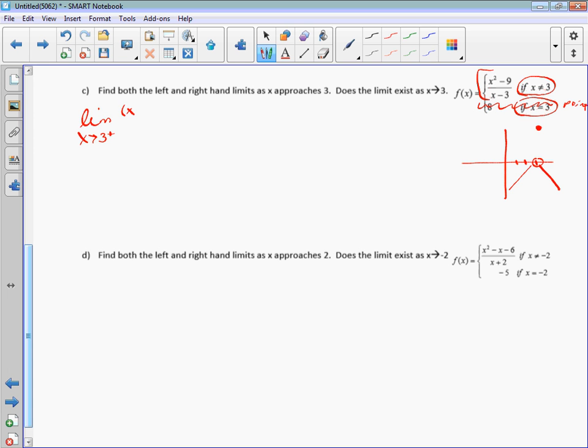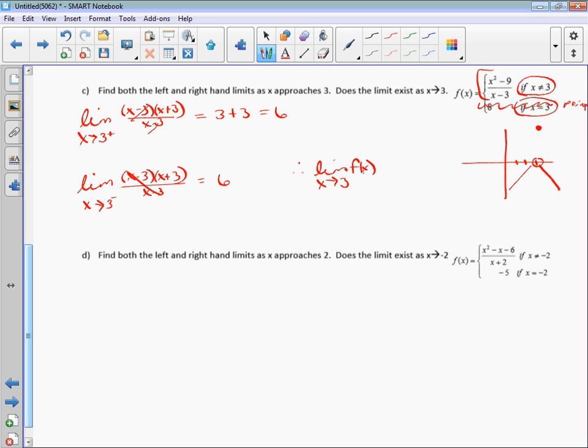I'm just going to go ahead and factor it right away. So that cancels out. I'm looking at 3 plus 3, which is 6. Is from the left going to be anything different? No, because you're still plugging in to the exact same equation. So therefore the limit as x approaches 3 of our function is 6.